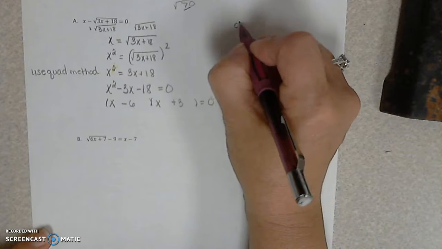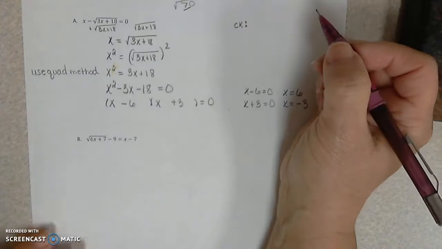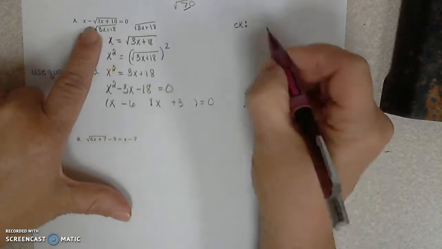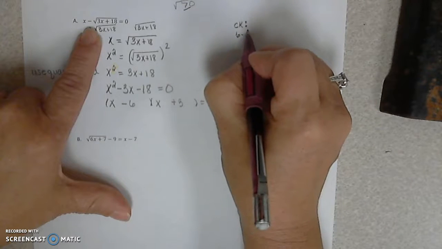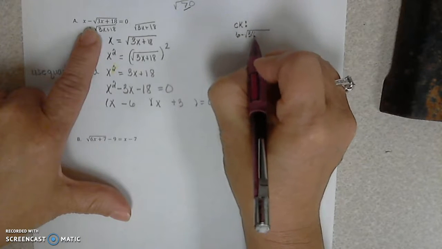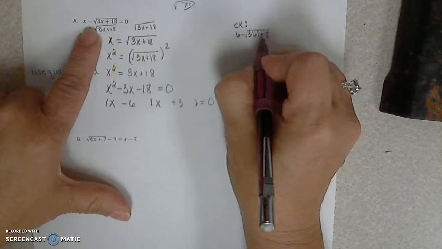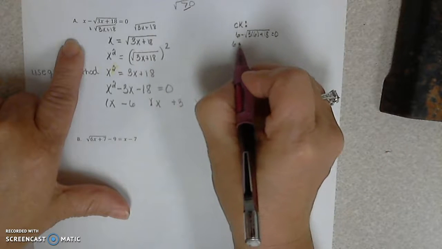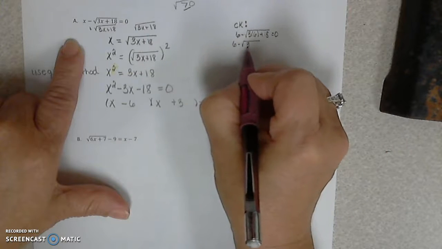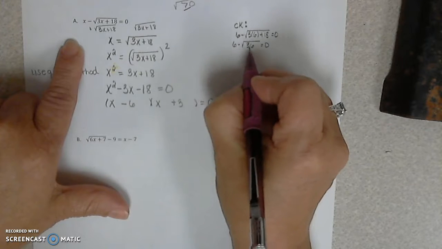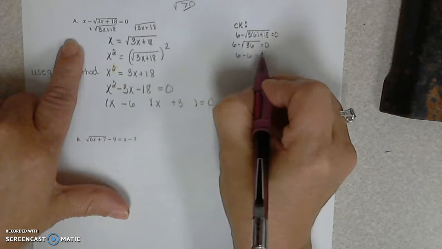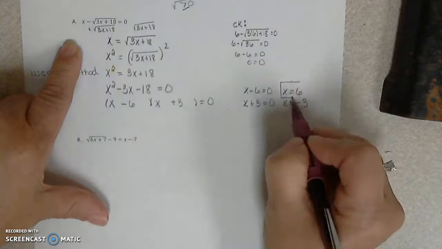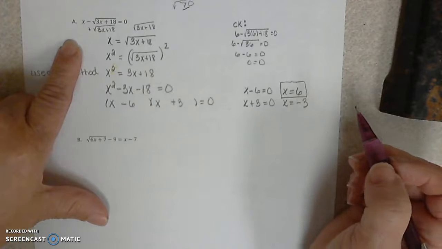Let's come over here and check both solutions. If we did that, you would put 6 everywhere the x is. So 6 minus the square root of 3 times 6 plus 18. Let's see if it's going to equal 0. So 6 minus the square root of 18 plus 18, which is 36. Square root of 36 is 6. So 0 does equal 0. So we know that x equals 6 checks.